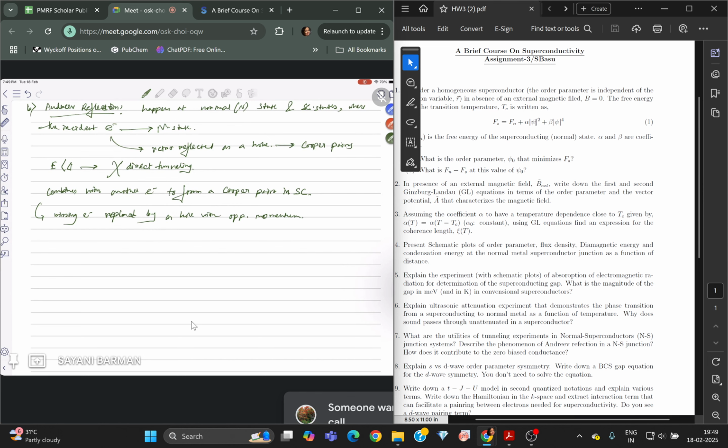Third question: how does it contribute to the zero-biased conductance? Zero-biased conductance means this leads to an enhanced subgap conductance, right? Now, enhanced conductance we can use to probe unconventional superconductors.